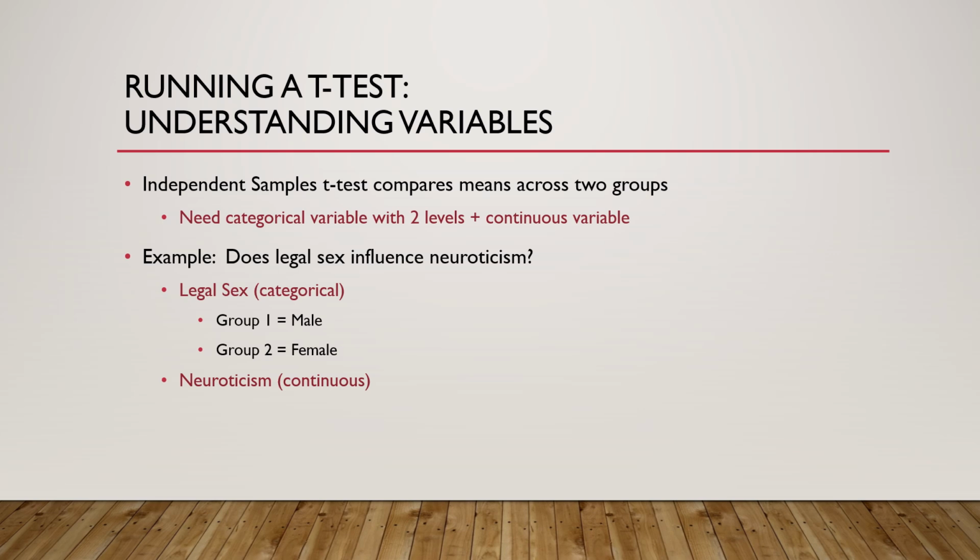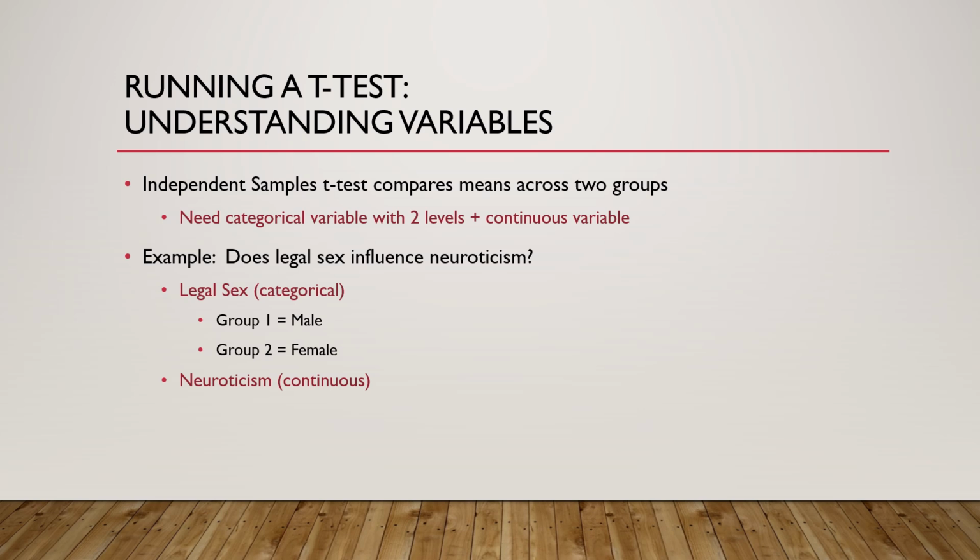So we might have the example that we're going to use today of, does legal sex influence levels of neuroticism? Are males more or less neurotic than females, would be the question that we could answer with the data that I have. So our categorical variable would be male versus female, or it could be female-male. The order here doesn't matter. 1 and 2, this is a nominal variable, that categorical nominal. So order doesn't matter. Yes, no, light hair, dark hair, none of these things matter in any kind of order, otherwise they would be ordinal.